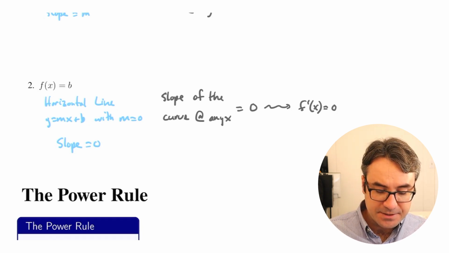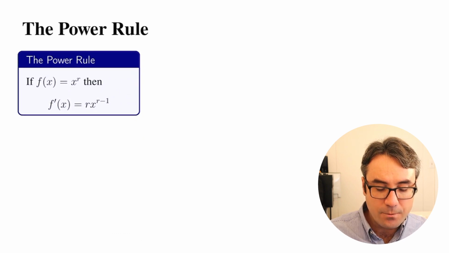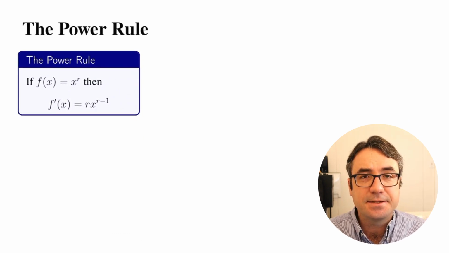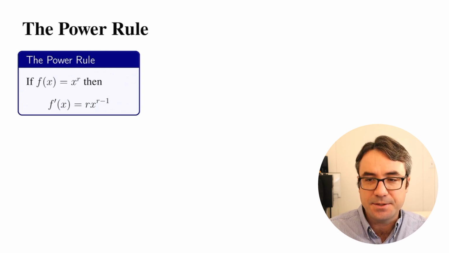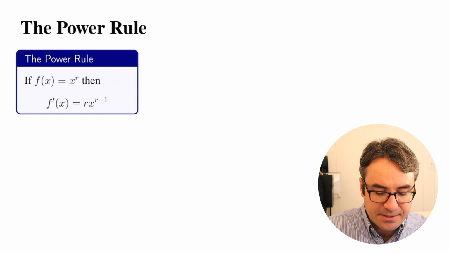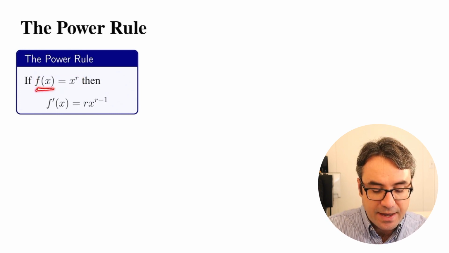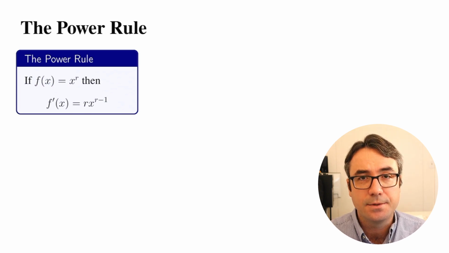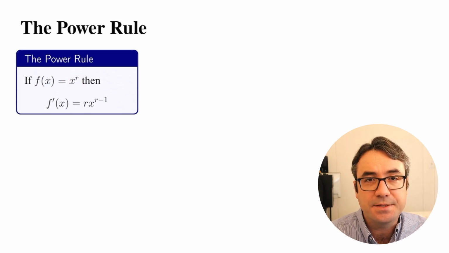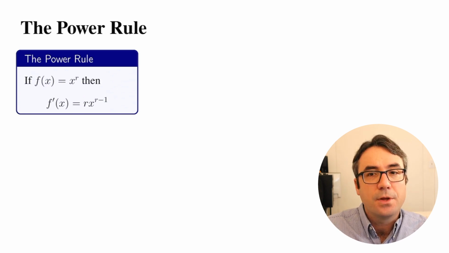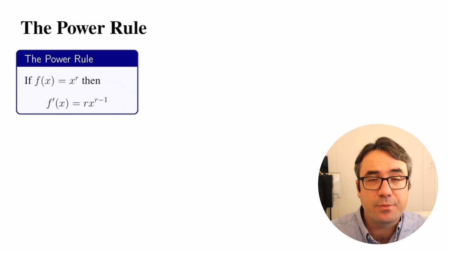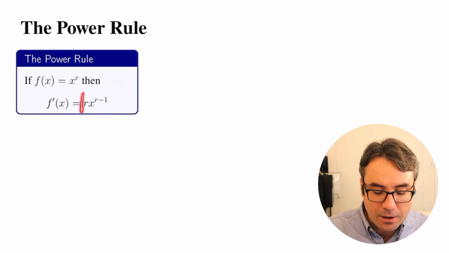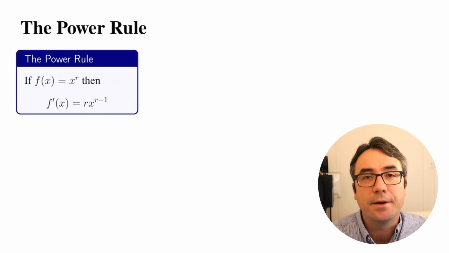All right, so let's get to one of our main derivative rules here. We want to go beyond just lines. We want to be able to find the derivative for things other than lines. The one rule that's going to help us with that is the power rule. It tells us how to differentiate power functions where f of x is equal to x raised to the power r. So this is a power function, x raised to the power r. When we use this power rule, it tells us that the derivative f prime of x is equal to r times x raised to the r minus 1.